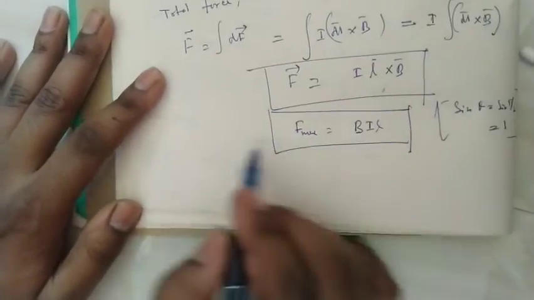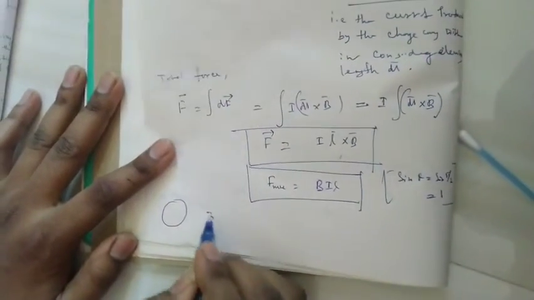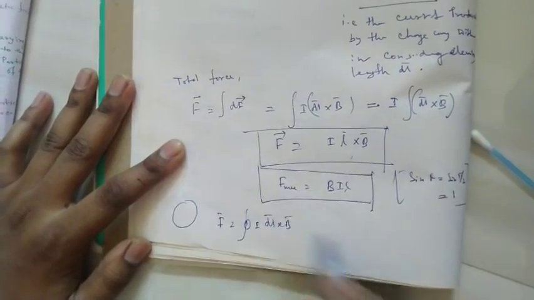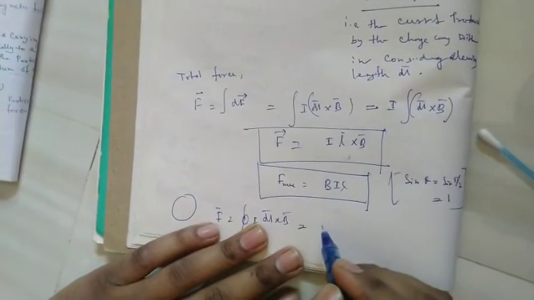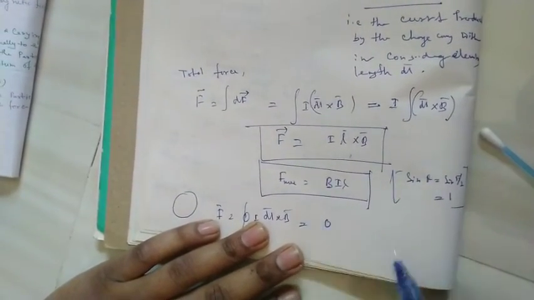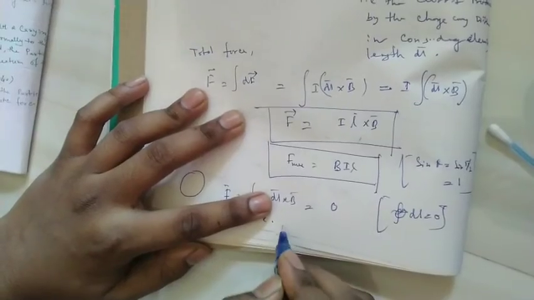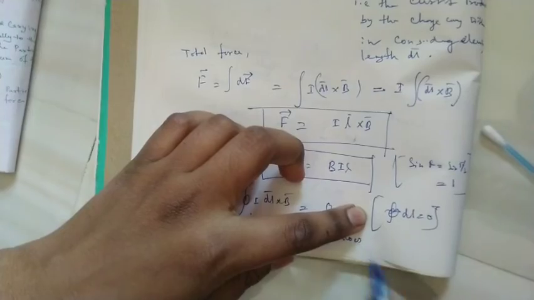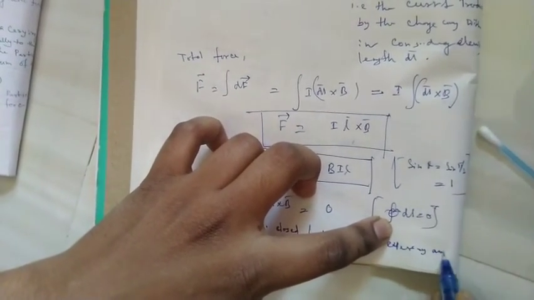If you consider a closed loop, if the wire is bent in the form of a closed loop, then the force F equals the closed integral of I dl cross B. The closed integral of dl means the total displacement is 0. That's why this will be 0. For a closed loop, the closed integral of dl equals 0. That is, we can say that a closed loop does not experience any force.